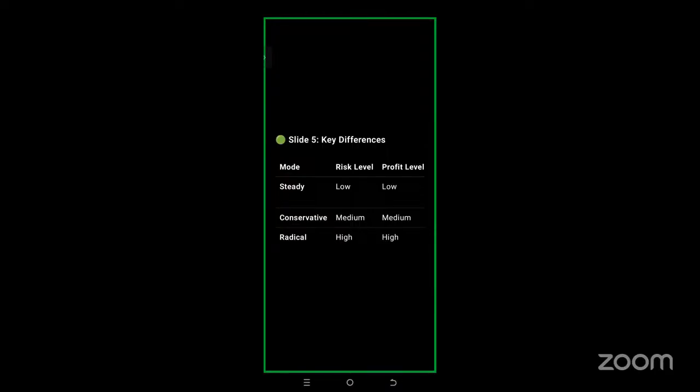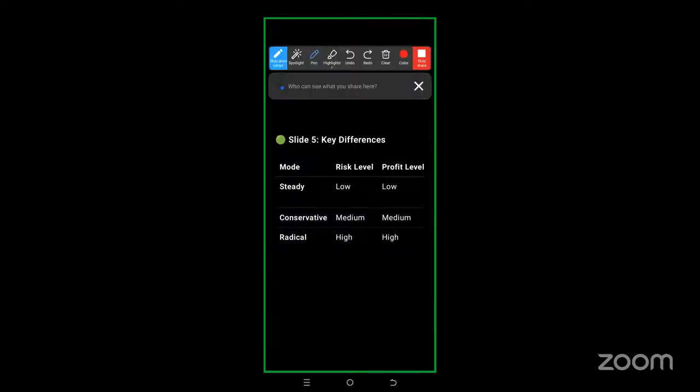Now we come to key differences. We come to key differences of three. Which three? Steady, conservative, and radical. When we come to the risk level, steady risk level is low, and when we come to the profit level, the profit is low. Meaning if risk is low, it is more secure on your capital. Robot pays much attention that one's capital is invested in the market with low level of risk and gives profit level which is low.